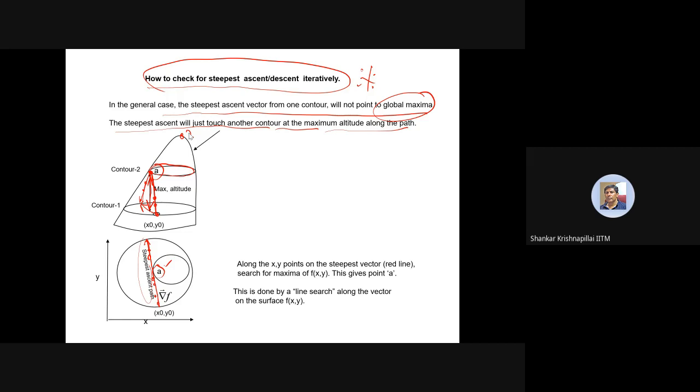Okay. So this is called line search. Line search means you are searching xy points along this gradient vector. So you are searching this slice of the objective function which is lying above this gradient vector. So that is the meaning of line search. Okay. So let us assume that you reached A.